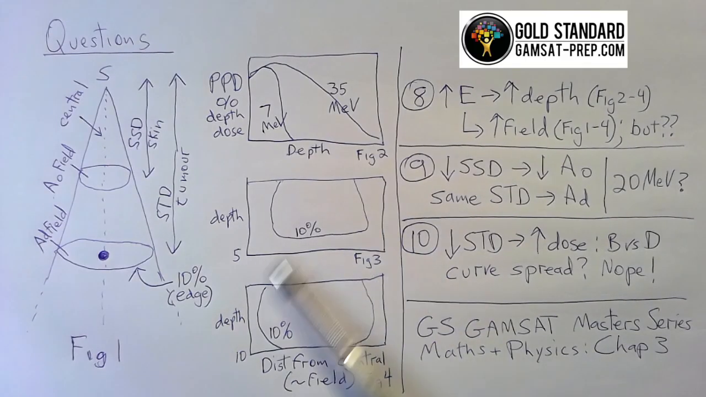Next, we turn to figures 3 and 4, which show isodose curves, meaning curves that have the identical dose, the prefix iso meaning the same, for different depths and distances from the central axis. And this is shown for 9 mega electron volts and 20 mega electron volts. So let's get to the questions.